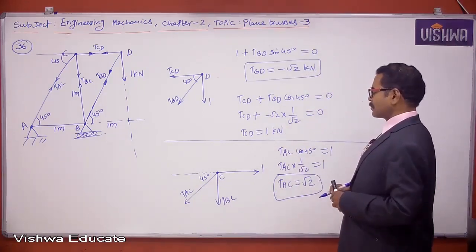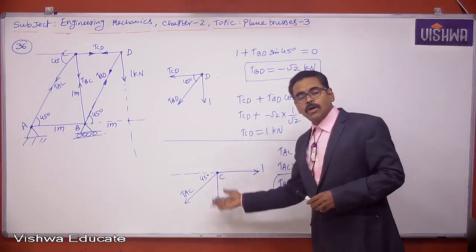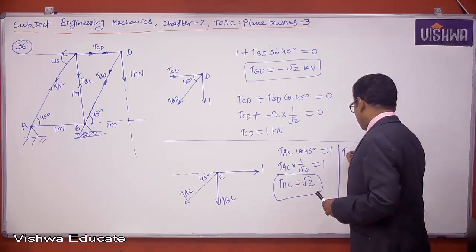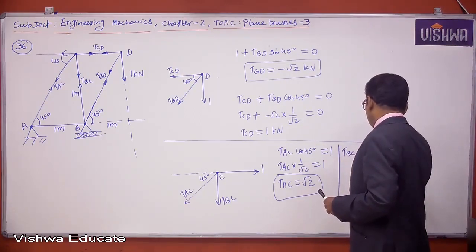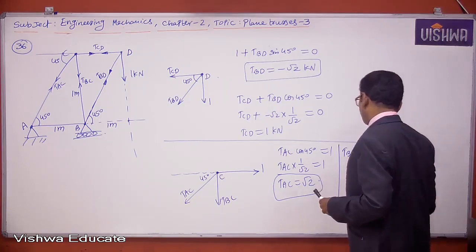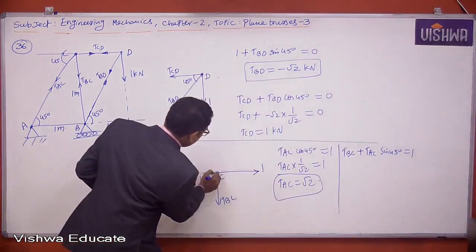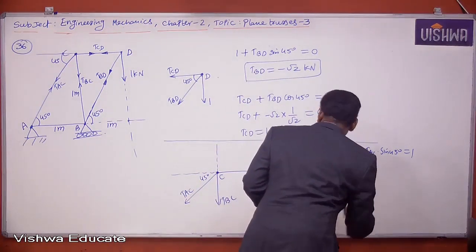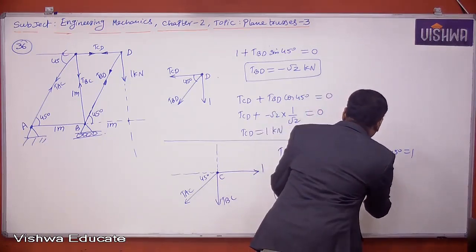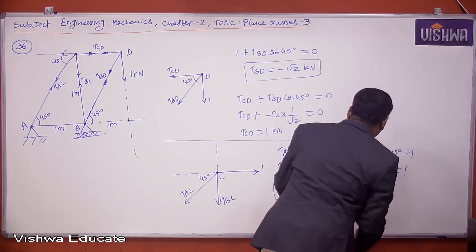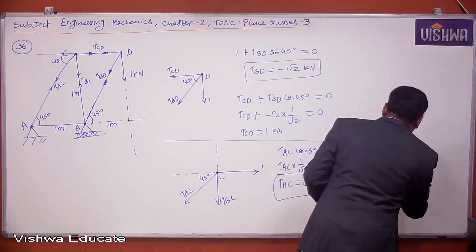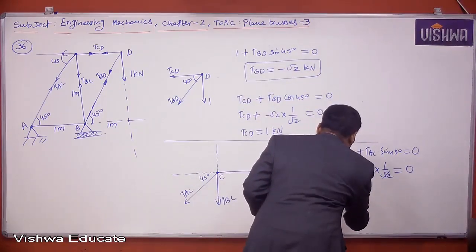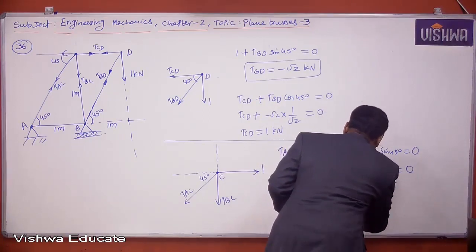Now let us think about the downward components, the vertical components. Sum of downward components: TBC plus TAC sine 45, and there is no upward component. So in the upward direction no component is there. Now TBC plus TAC, which is root 2, into sine 45, which is 1 by root 2, equals 1, equal to 0. Root 2 will be cancelled, and bringing 1 to the other side, TBC is equal to minus 1 kilonewtons.